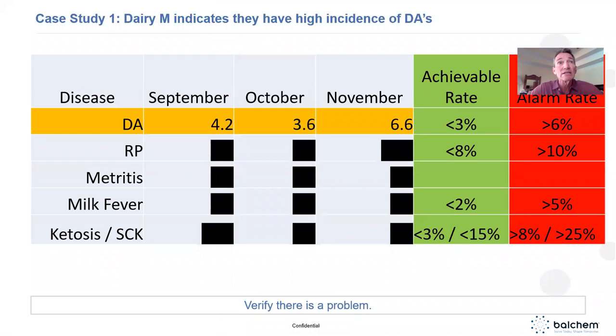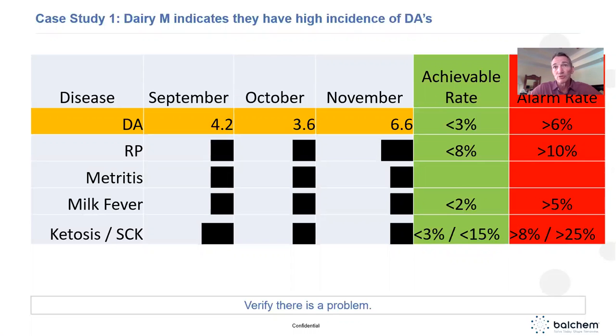So as we move on, call this case study 1. This will be the longest one. Go to dairy, call it dairy M. They indicate they have a high incidence of DAs. Fortunately, sometimes when you go to a place, they'll tell you what the issue is or what they think the issue is. Dairy Challenge, you got to figure it out. So in this case, they're saying DAs.